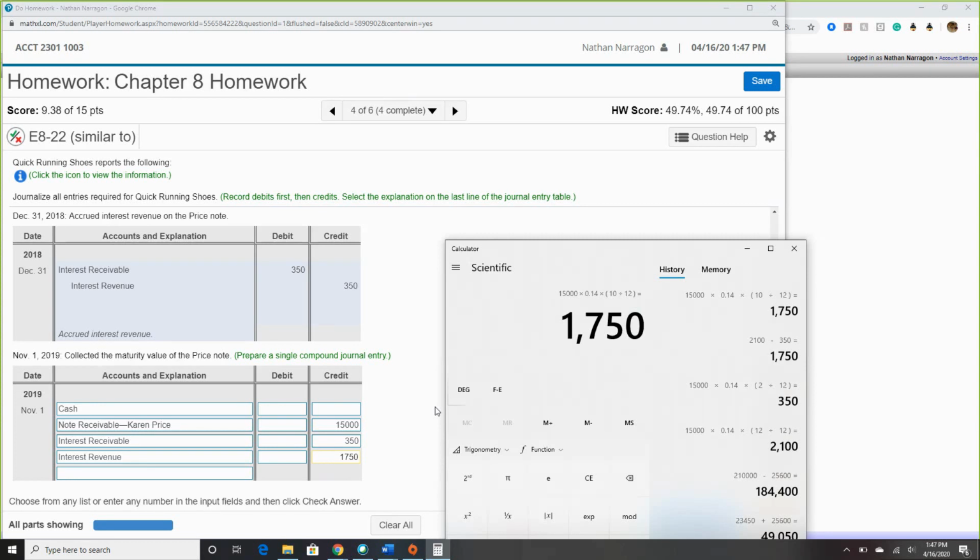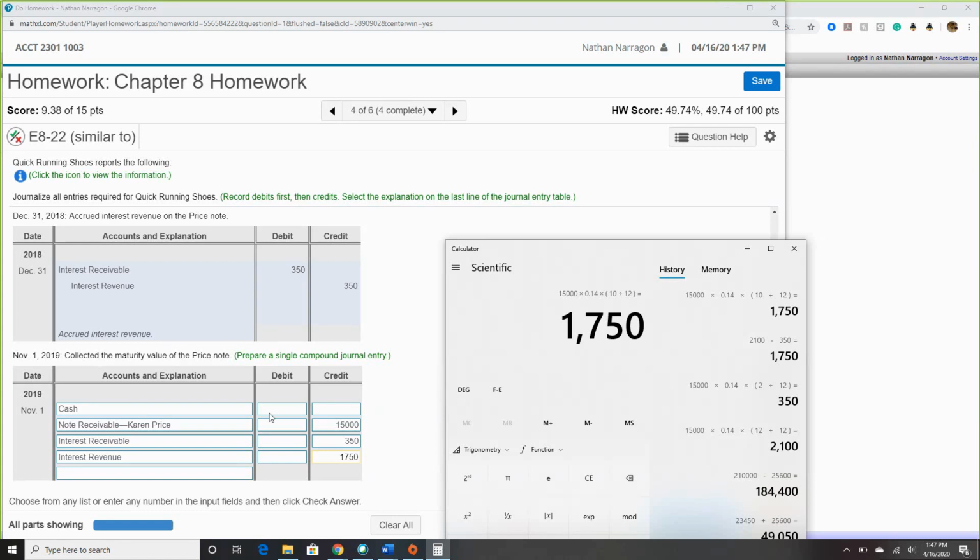This depends which way you go. If you want to compute the higher interest and then subtract out the accrual, you do that. Or you can just do the fraction of the year. Both of them will work.